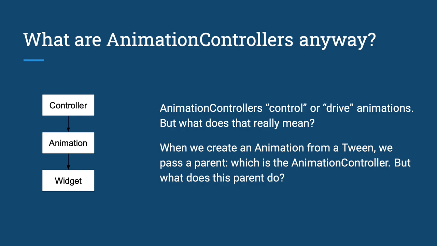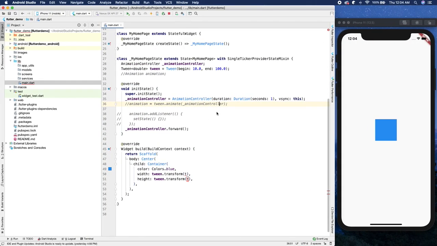When we create an animation from a tween, we pass a parent. Let's go back a bit. When we were creating this animation, we passed a parent. Now, what is this parent? Are there some kind of callbacks defined that start the animation? What does driving it mean?